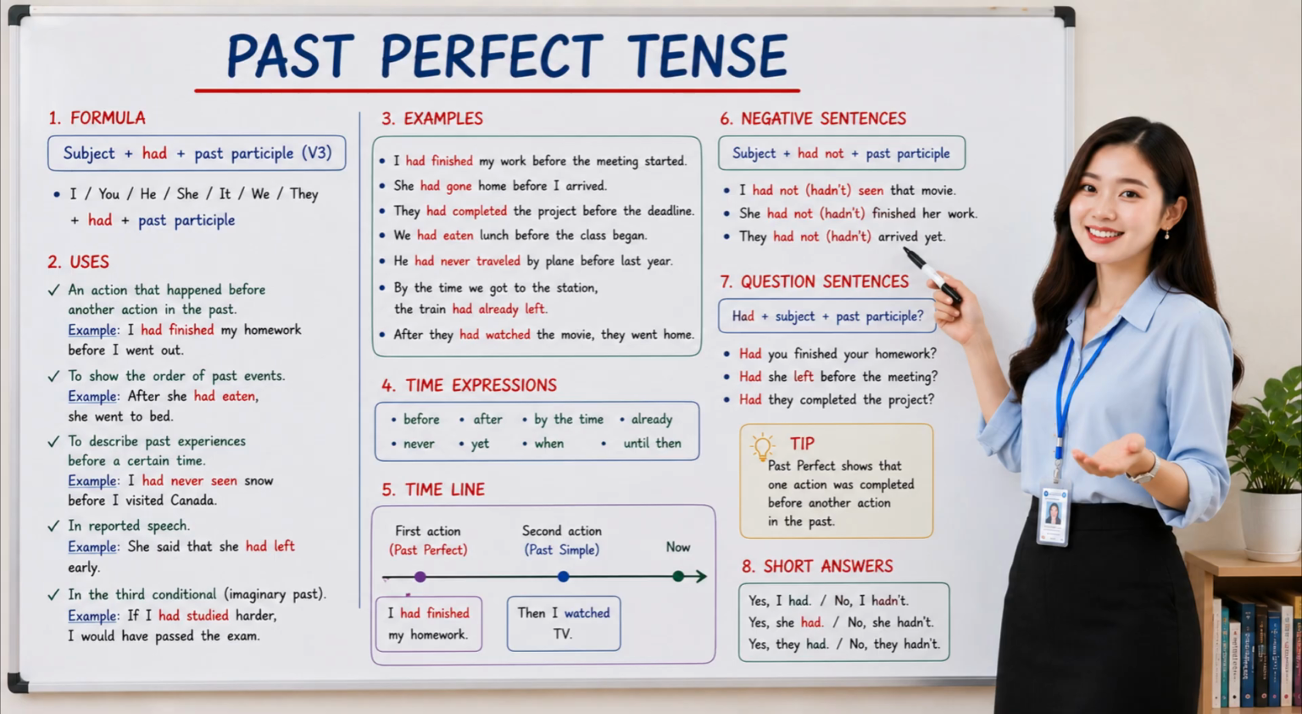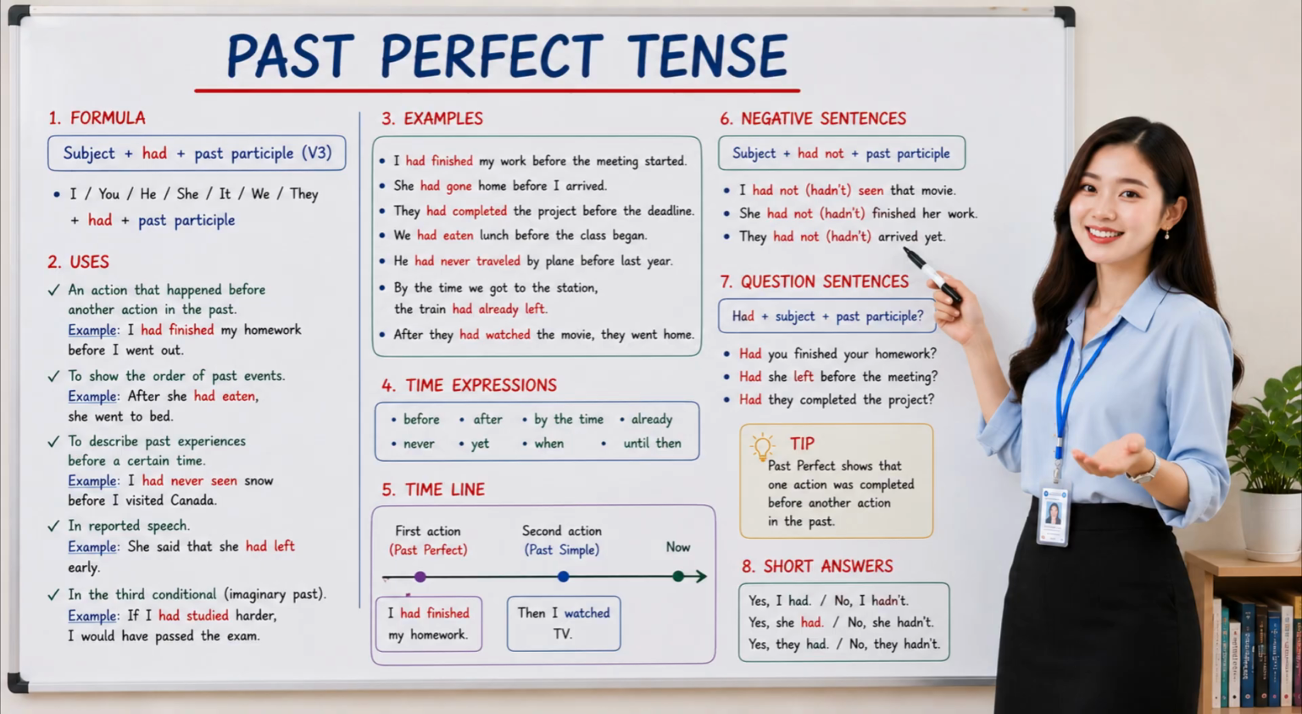Once you understand this formula, you can easily use the past perfect tense in both speaking and writing. Throughout this lesson, we learned that the past perfect tense is commonly used to show which action happened first, to describe past experiences, and to tell stories more effectively. For example, I had finished my homework before I watched TV. She had left before I arrived, and they had completed the project before the deadline. In each sentence, the past perfect action happened first.